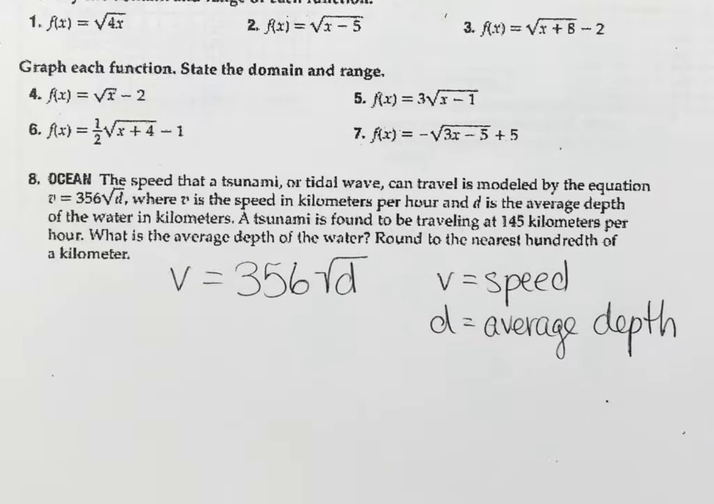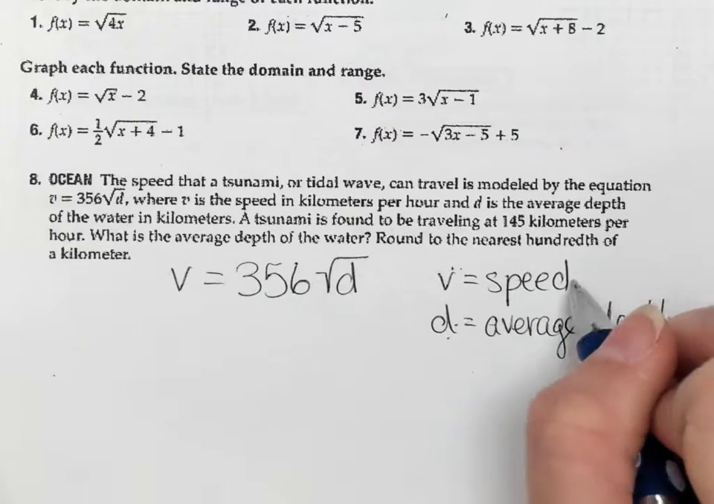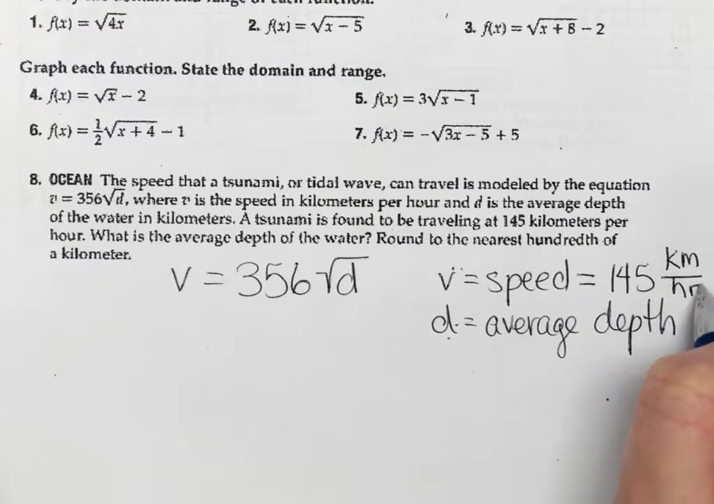Okay, so what I wrote down first is my formula. I'm writing down my givens, right? They give me the formula. They give me what V is. V is the speed in kilometers. And they give me what D is, which stands for the average depth of the water, right? What else do they give me? They give me some numbers. How fast it's traveling, right? So which one is that? Is that V or is that D? That's V. So the speed is 145 kilometers per hour.